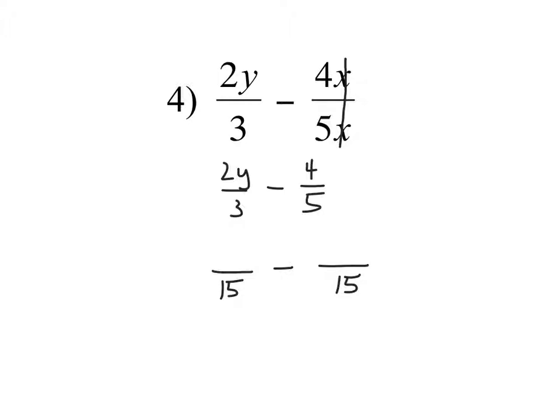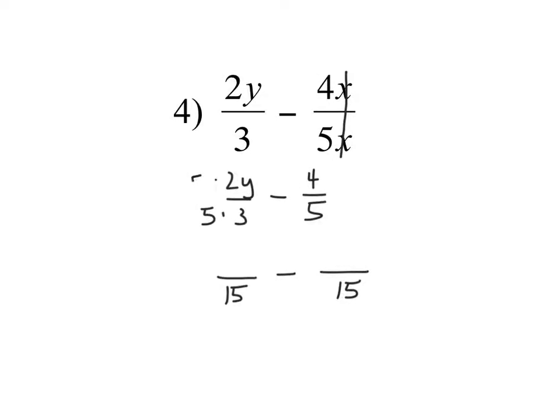So 3 times what is 15? Well, that's 5. So I'm going to multiply by 5 on the bottom, and of course, if I do it on the bottom, I have to do it on the top. So 5 times 2y is 10y. Now, 5 times what number is 15? Well, that's 5 times 3. So if I do it on the bottom, I've got to do it on the top, and that's 12. So now I have common denominators.